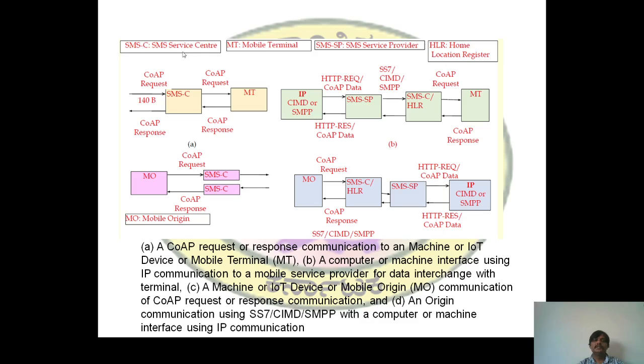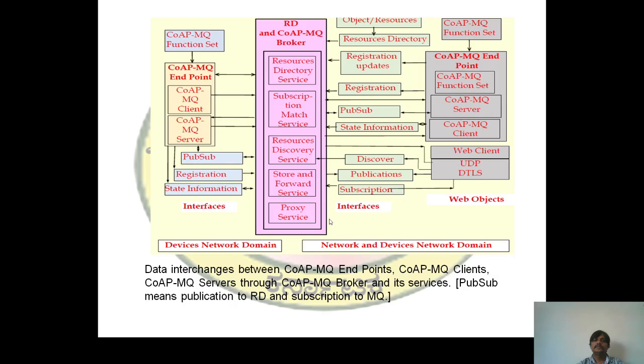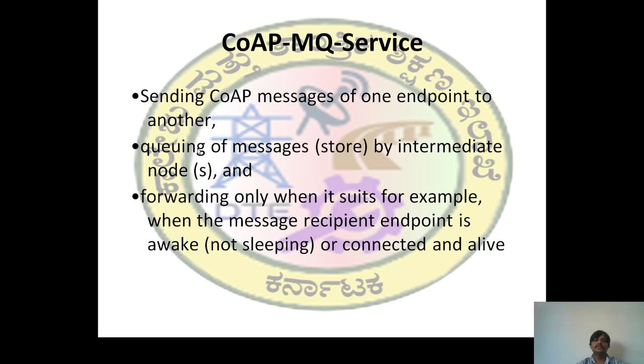SMSC here is SMS Service Center. This is mobile terminal. SMSSP, SMS Service Provider. HLR, Home Location Register. MO is Mobile Origin. And these interfaces, web objects, these are publish, discover, subscription, RD and COAP MQ broker. These are function sets.